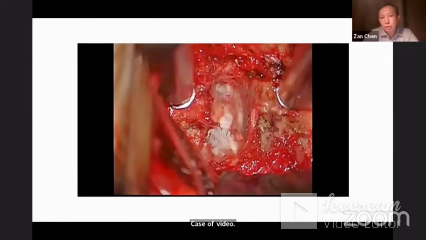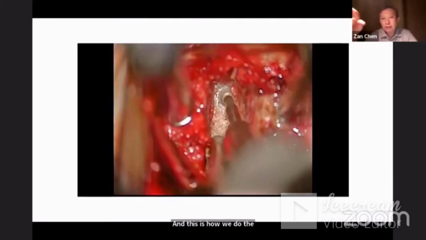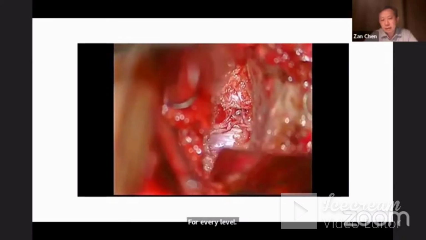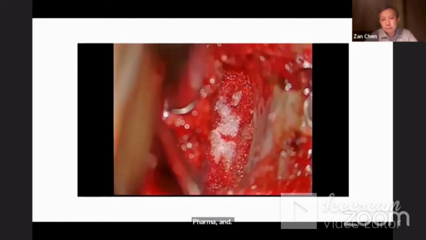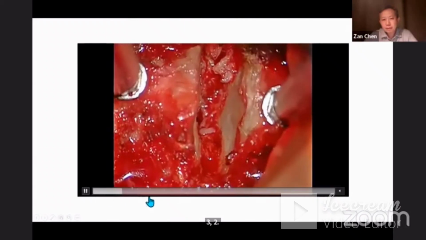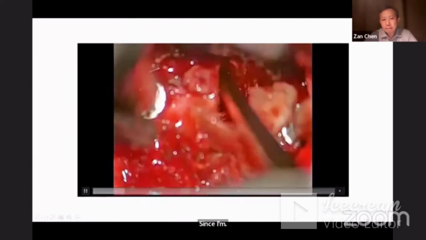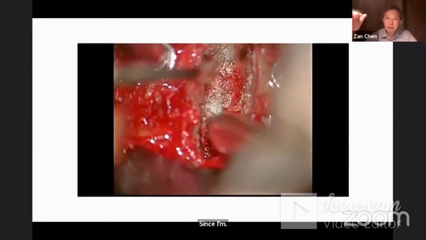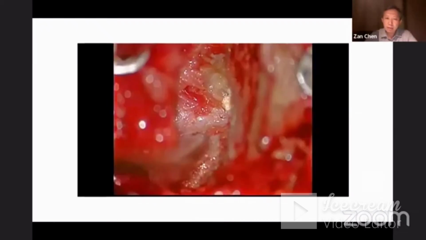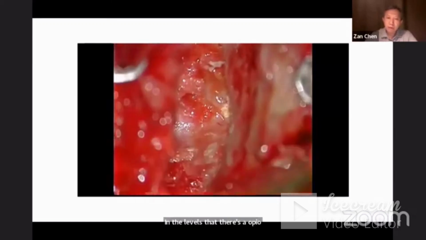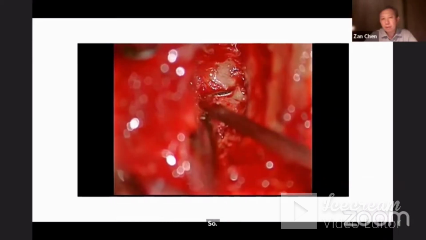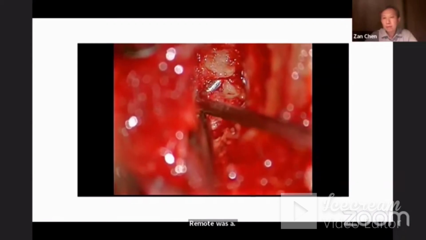And this is how we do the operation. First, we do ACDF for every level, from C3 to C7. But at the levels where there is OPLL, we do not need to remove the ligaments totally. We just remove the disc.